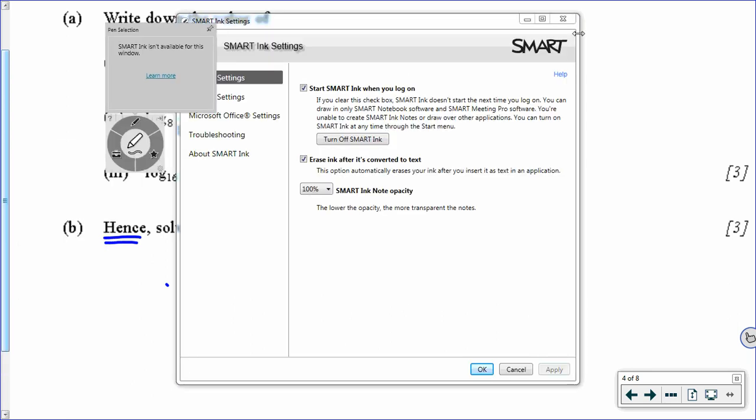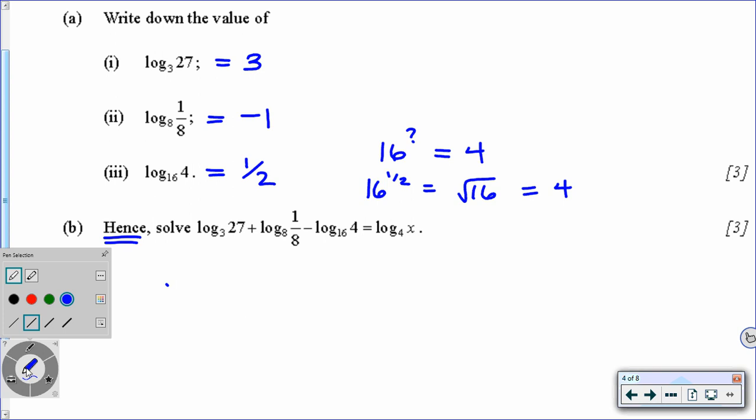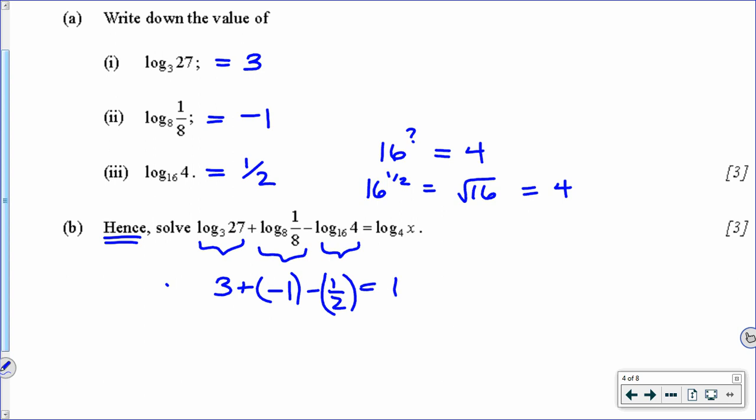I want to shrink that tray, not pin it. There we go. So hence means we're going to use the previous information we just found. Log base 3 of 27 is 3. Log base 8 of 1/8 is -1. Log base 16 of 4 is 1/2. This was plus, this was minus, and we have equals log base 4 of x.